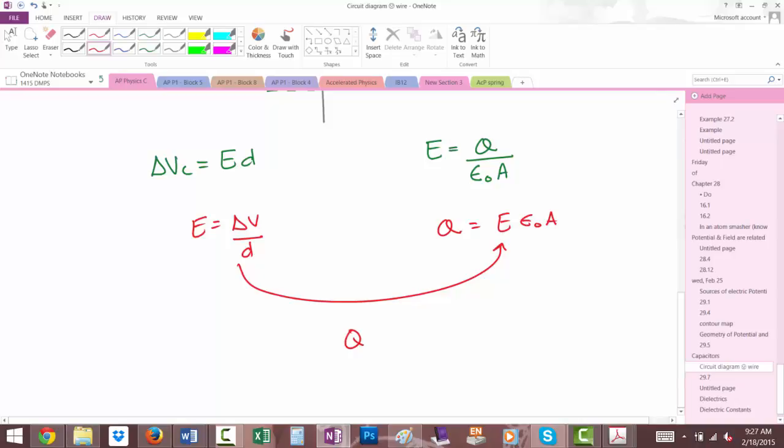We can say the charge stored on the capacitor, when it is fully charged, is equal to epsilon naught A over D, I'm rearranging this a little bit for a good reason, times delta V sub C.